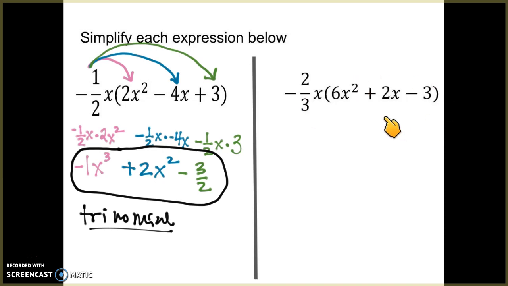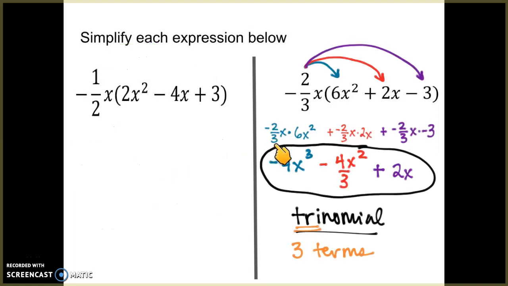So I want you to try this one in a similar way. Take negative 2/3 x and distribute it to the first term. Take it again, distribute it to the second term. Take it again, distribute it to the third term. I do want you to show this step here. This is showing the distributive property, and then the answer I circled is the result when we do the multiplication.